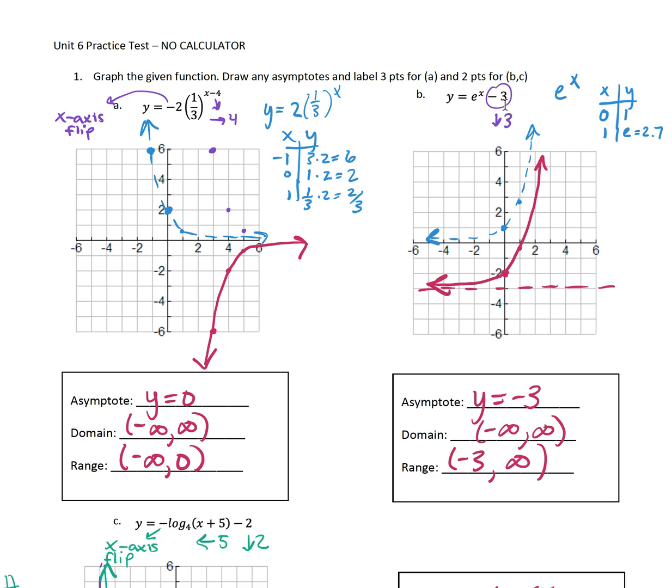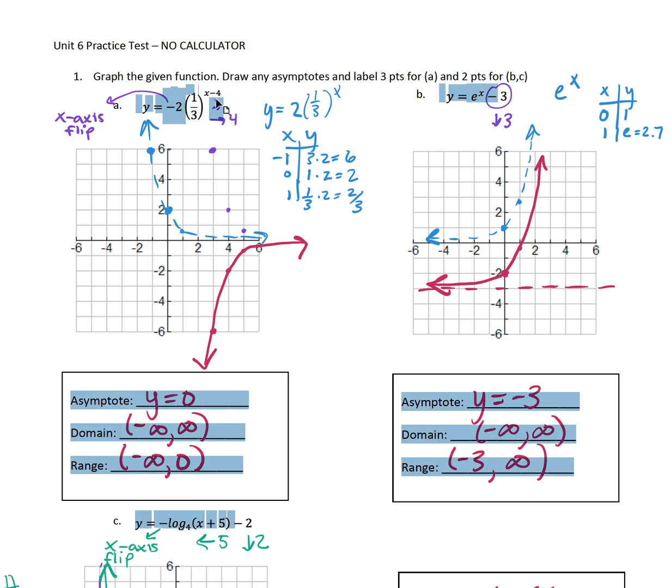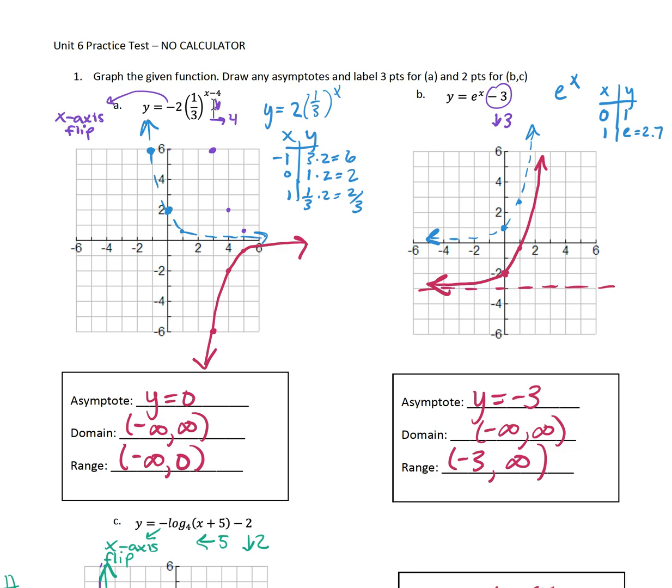And when I say -3, I mean the equation y equals -3, or here the equation for the asymptote would be y equals 0. I'm going to give you an XY chart. I'm going to ask you for 3 points. The points I would use for this exponential over here would be like 4, 5, and 6.